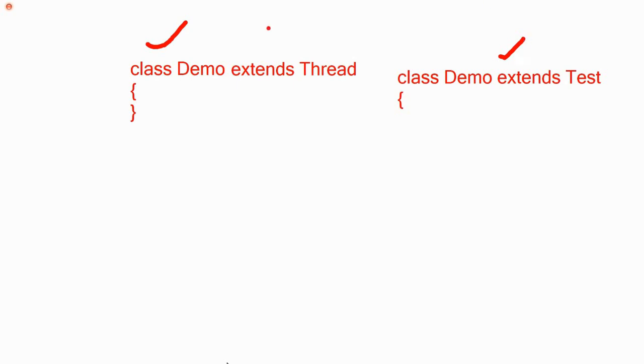Here, if you want to apply multi-threading, you can write extends Thread. But here you cannot write it, because one more class is already there. In that situation, implements Runnable. Okay.